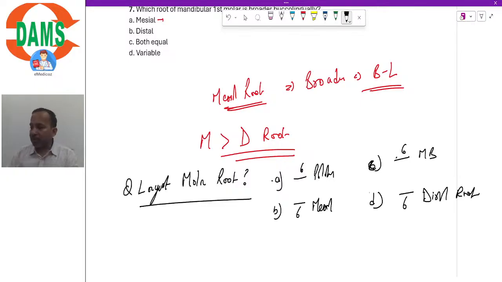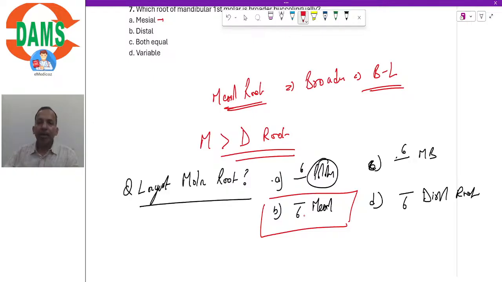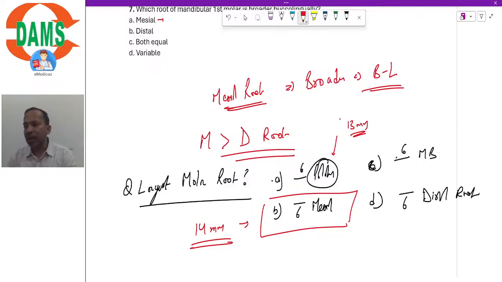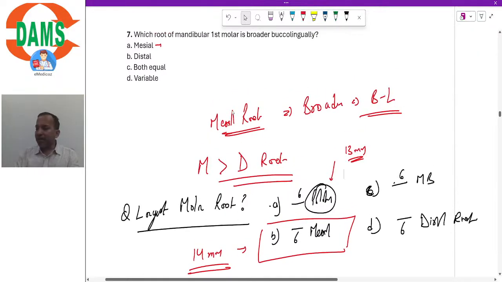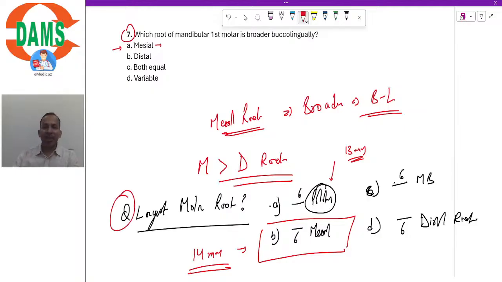In the maxillary molars, the palatal root is the largest, but it is not the largest molar root, right? The largest molar root is the lower 6 mesial root. It is even the longest molar root with a length of about 14 millimeters, whereas the upper 6 palatal is just 13 millimeters, so approximately 1 millimeter shorter than the lower 6, right? For question 7, option A is correct, but for this question that I have just created here, option B, that is lower 6 mesial, is correct, right?